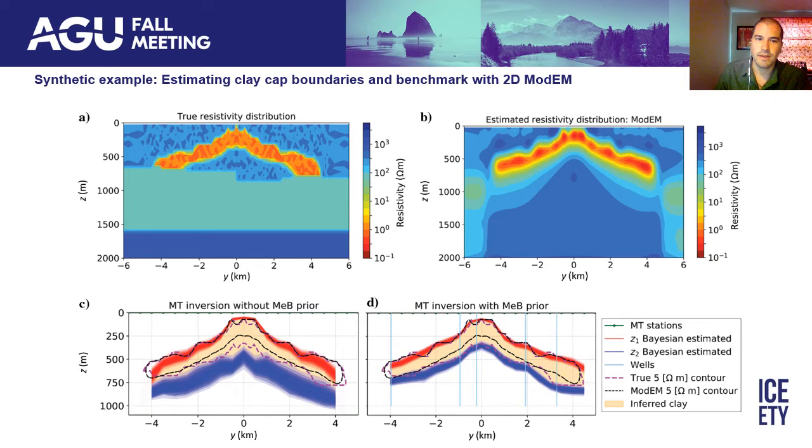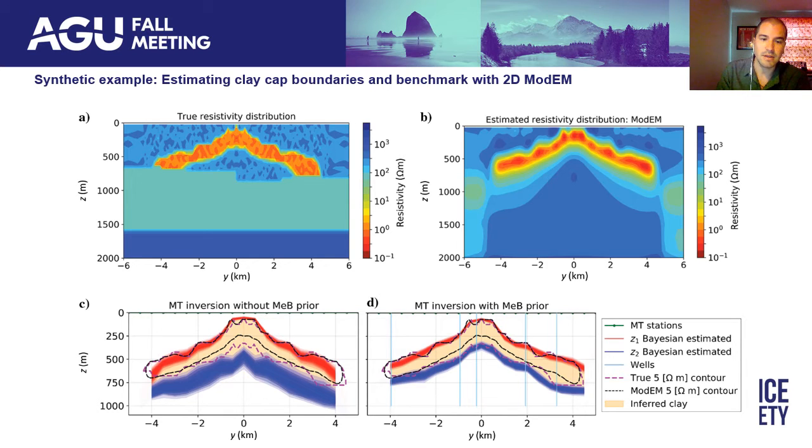What I'm showing here is a synthetic example where we try to estimate the clay cap boundaries using our method and compare it to inversion using 2D MT. In the first plot we're showing the true resistivity distribution. In the second is the estimated resistivity distribution from the MT inversion.